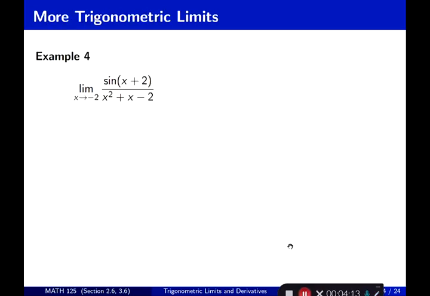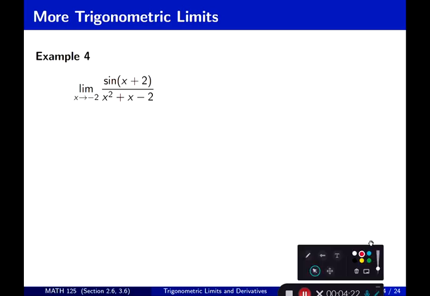Now, example 4, this time we have limit as x approaches -2 of sine of x plus 2 over x squared plus x minus 2. Let's plug in -2. If I plug in -2, I will have the form 0 over 0. -2 to the power 2 is 4, minus 2 is 0, and sine of 0 is 0.